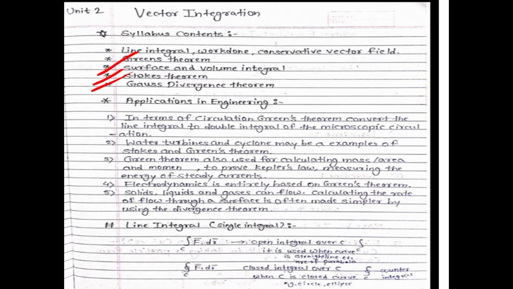In terms of circulation, Green's theorem converts the line integral to a double integral of the microscopic circulation. Then similarly in water turbines and cyclones, this vector integration is widely applicable. So these are some applications of vector integration in engineering. Then after that, let us start with our main content.